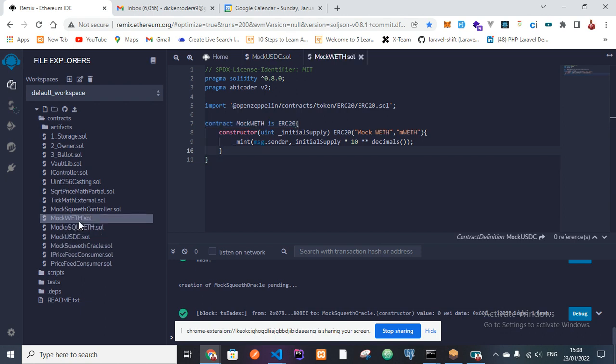So very quickly, let me just try run this. The first thing I need to do is to deploy the mock contracts, the mock ERC20 contracts, and also I created a mock oracle and the mock controller. Since those are mainly just borrowing from the implementation.